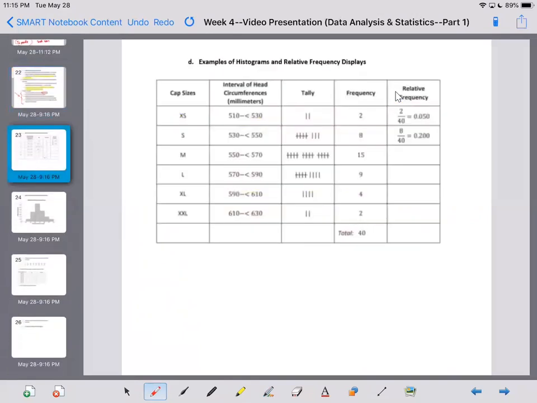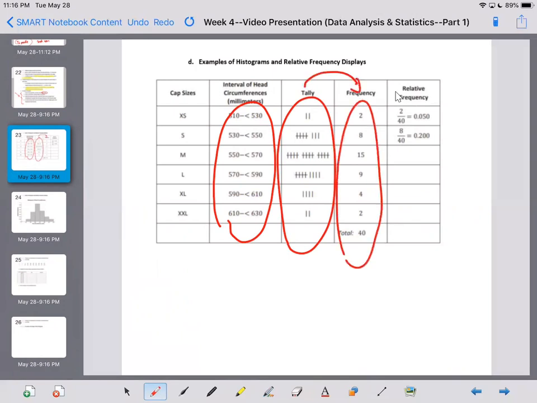So if you're given values, this would be intervals of head circumferences for cap sizes. You've got extra small, small, medium, large, extra large, and double extra large. And you can see the range of circumference measured in millimeters. And then how many show up. And that number that you see here, you're going to show here in a frequency number. Just one was in a tally format and the other one's in numerical format.